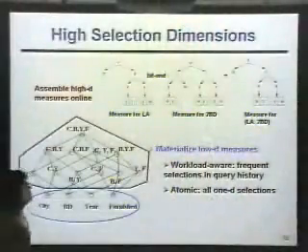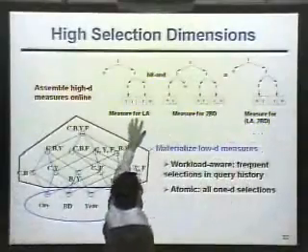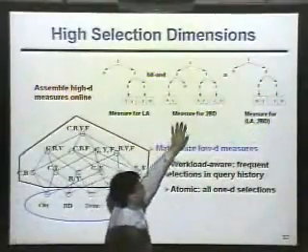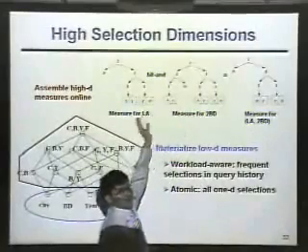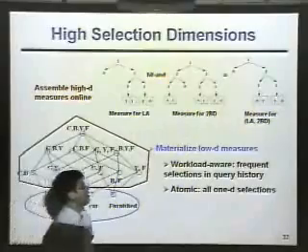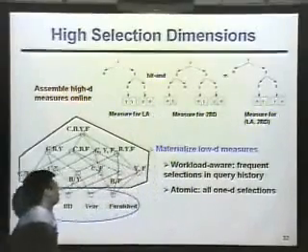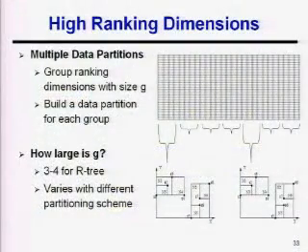So if a query comes that asks for LA and 2 bedroom, we will retrieve the signature for LA, we will retrieve the signature for 2 bedroom, and we can simply do a bit AND operation. If they ask for LA or 2 bedroom, it's similar. We can do a bit OR operation, the same way. Now we are talking about how we handle high ranking dimensions.